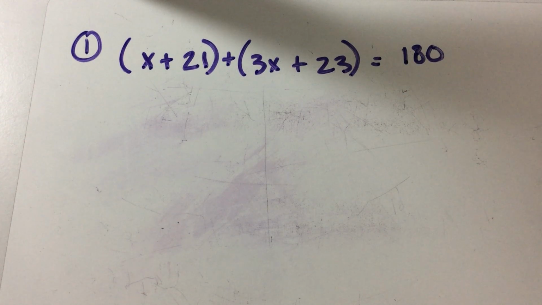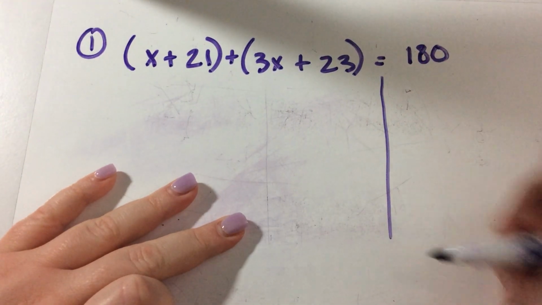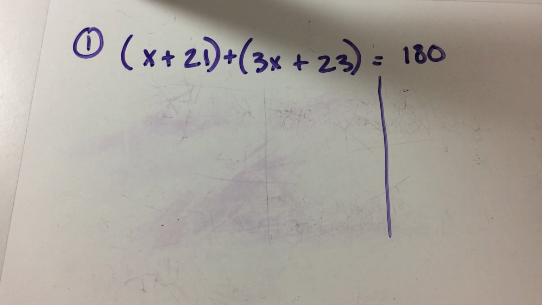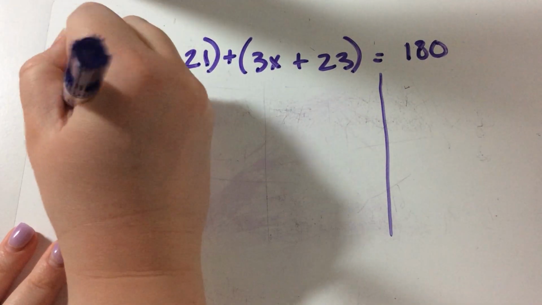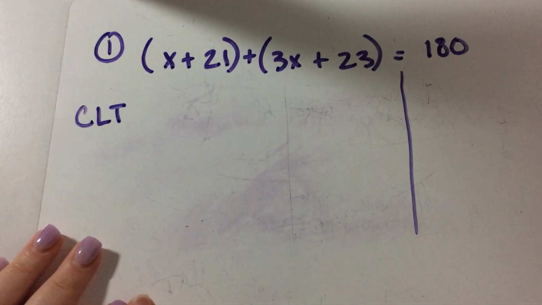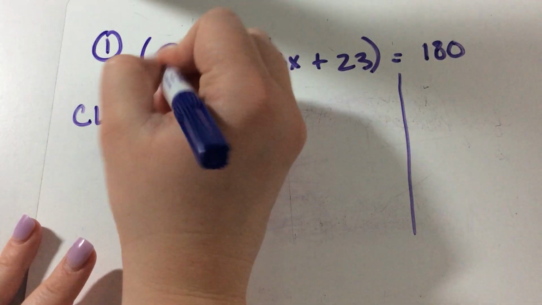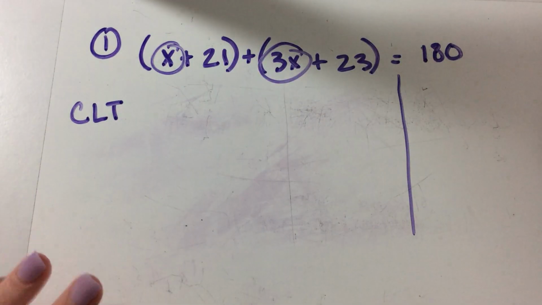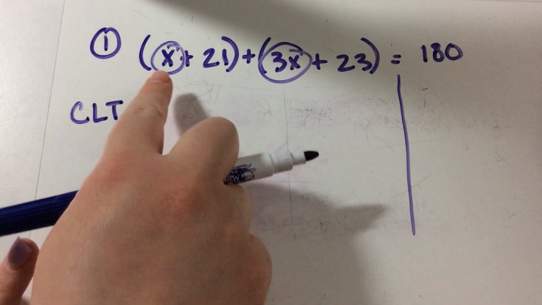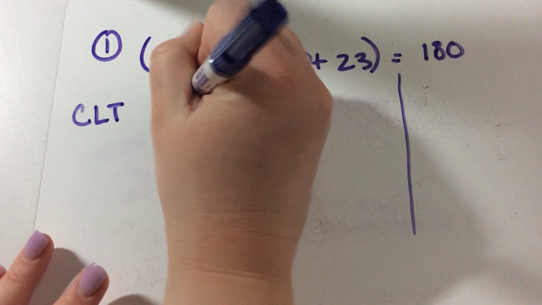So now what we're going to do, again, I always like to put a line where the equal sign is on my equations. But the first step you want to do is combine like terms. I usually always write CLT next to this step. So we have x and 3x as like terms. So when I combined 1x plus 3x, I get 4x.